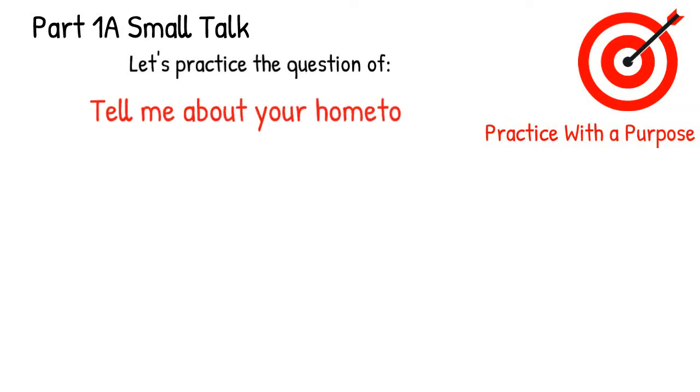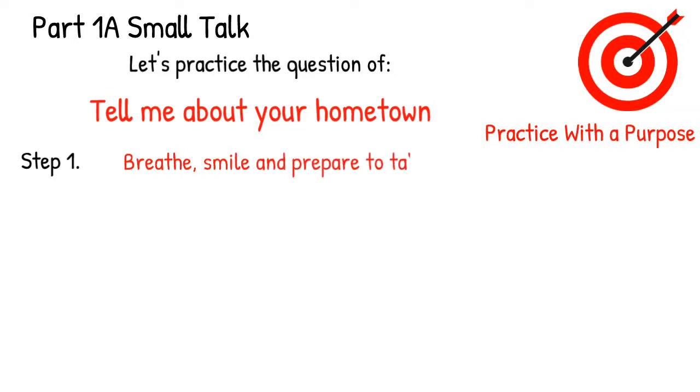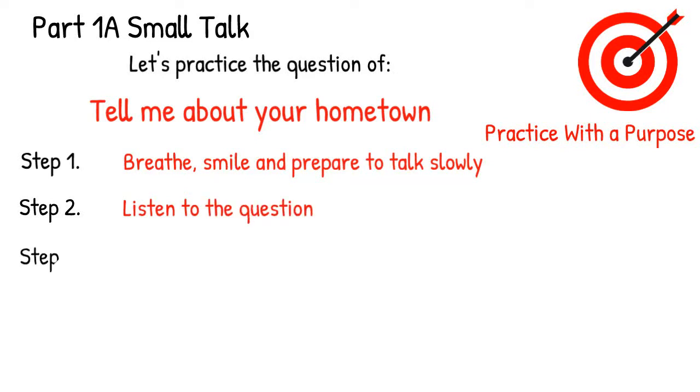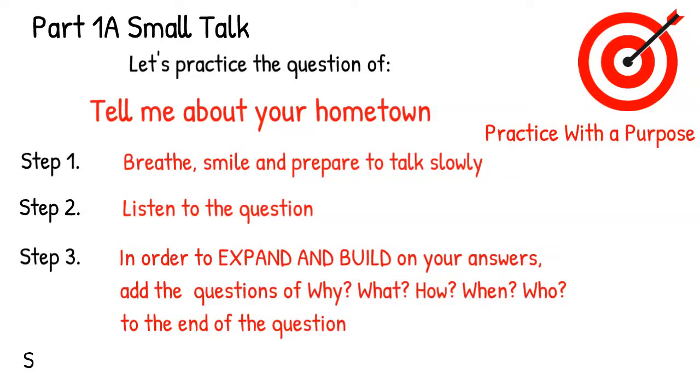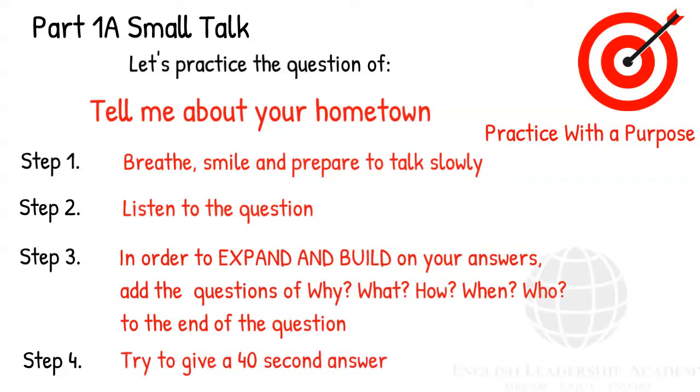So let's practice the question of, tell me about your hometown. Step 1 would be breathe, smile, and prepare to talk slowly. I always talk fast when I'm nervous. Step 2, listen to the question. Step 3, in order to expand and build on your answers, add the question of why, what, how, when, who to the end of the question you are asked. And step 4, try to give a 30 to 40 second answer when you provide your answer to the examiner.